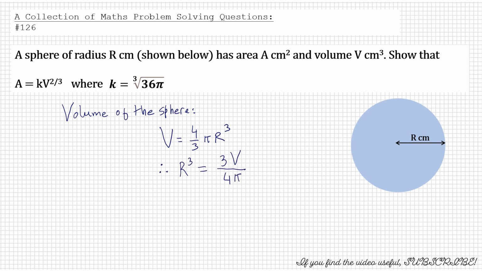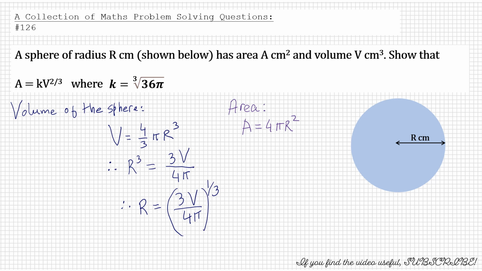and then we can rewrite it as r cubed is 3v out of 4 pi, and that gives r is 3v out of 4 pi to the power 1 out of 3, or the cube root of 3v out of 4 pi. So this r we will substitute in the area and then try and see how we can get to a equals k v to the power 2 out of 3.